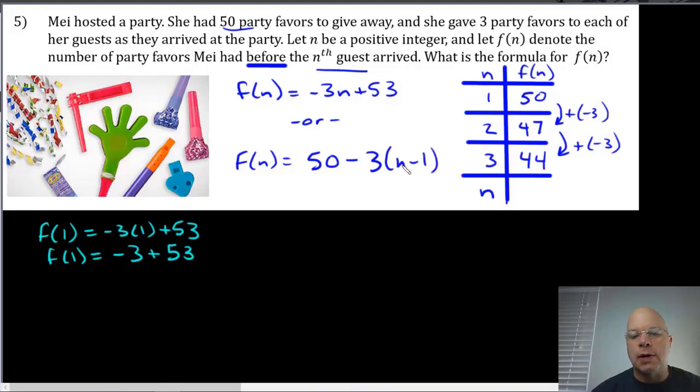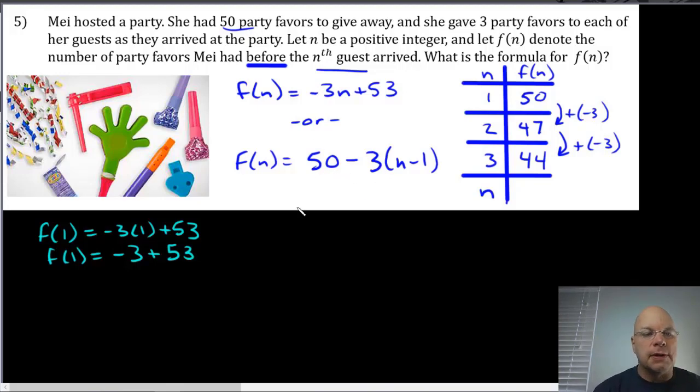If you do n minus 1, let's look at the first term. What is n minus 1 when n is 1? 1 minus 1 is 0. So you're subtracting 3 multiplied by 0, which is 0. If you subtract 0 from 50, you have 50. So this form of the equation works for any position in the sequence, and it's also more relatable to the story of the problem because we're starting with the 50 party favors.